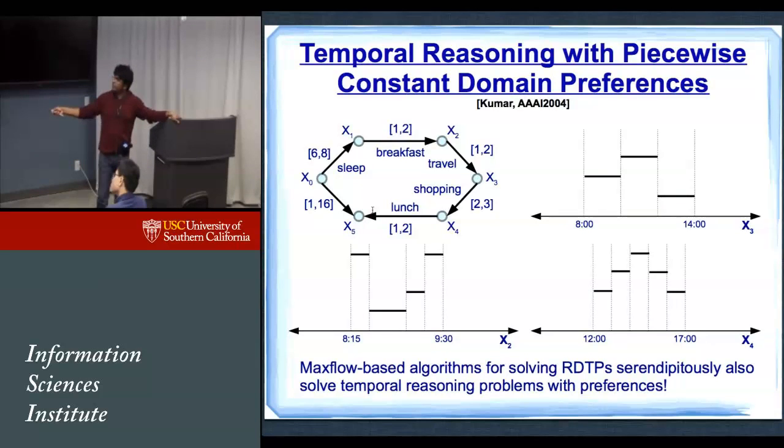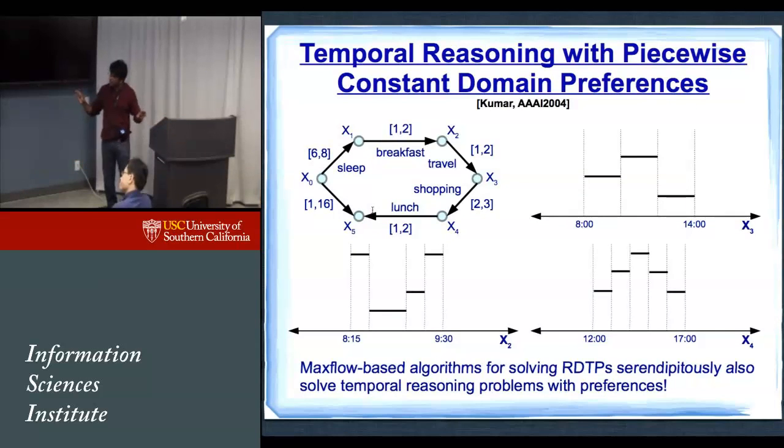For example, in this one, we are given a simple temporal constraint as before, but now I'm going to associate a preference for x2 being scheduled within a certain time frame. So there's a preference function associated with every variable, right? This is the preference function. If x2 is scheduled between 9:15 and 9:30, you have a good preference, but between 9 and 9:15, you have a low preference and so forth. Now, if these preference functions are piecewise constant, then I claim that the max flow algorithm for solving the disjunctive temporal problems can also solve this, where we can satisfy all the constraints, plus maximize the sum of our preferences associated with each of the variables.